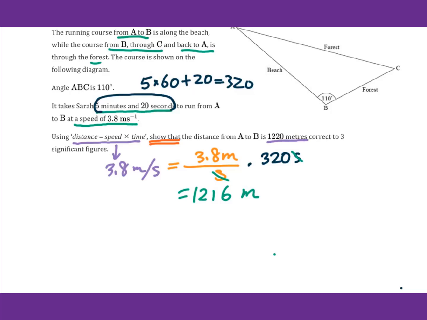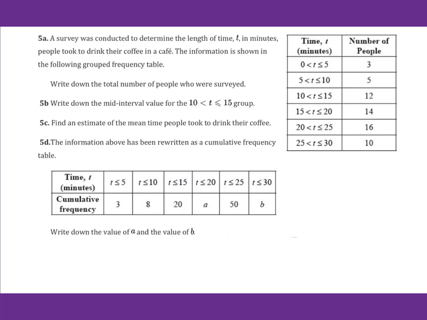We need 3 significant figures, which means I need this 3. This is gone. But you need to round up. We change this one into 0. Therefore, you have 120 meters. Now let's go to 5A.